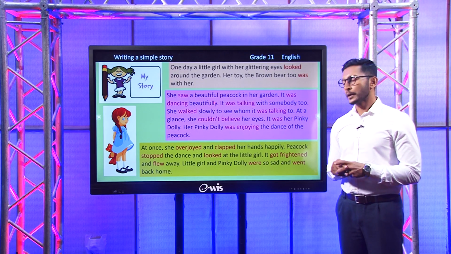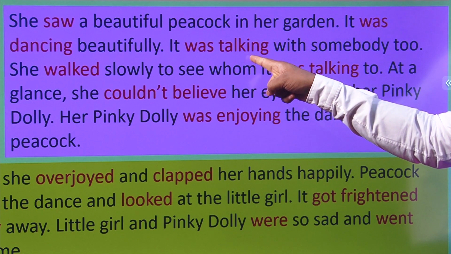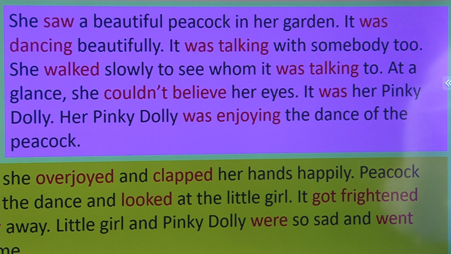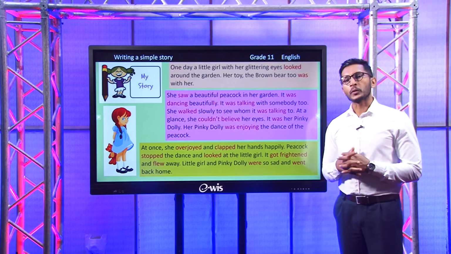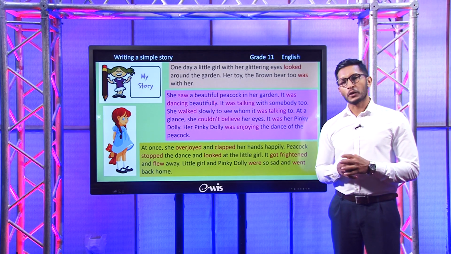Now, I want you to pay your attention to the second line of the second paragraph. It was talking with somebody too. That is past continuous. We use past continuous to talk about actions that were in progress in the past. Now, we have come to the end of our lesson.